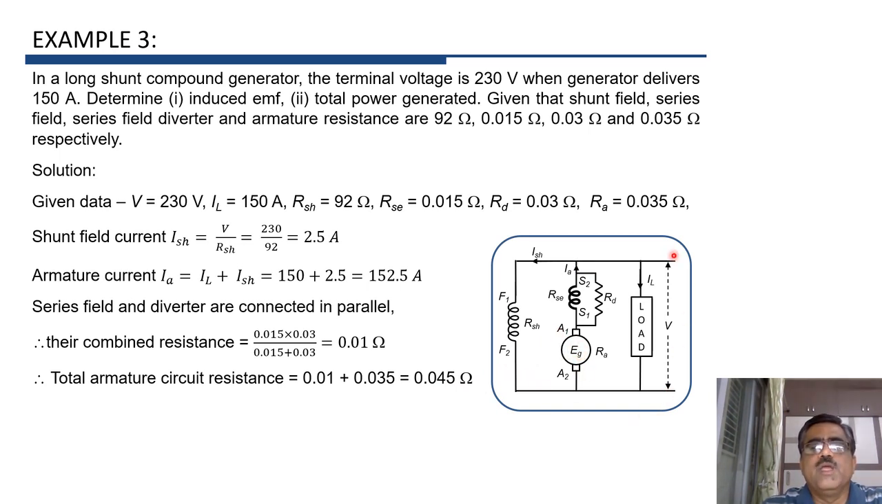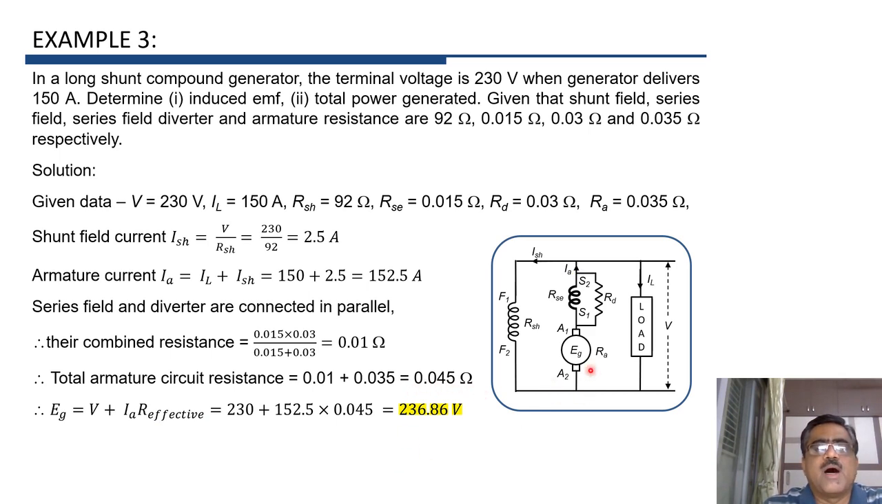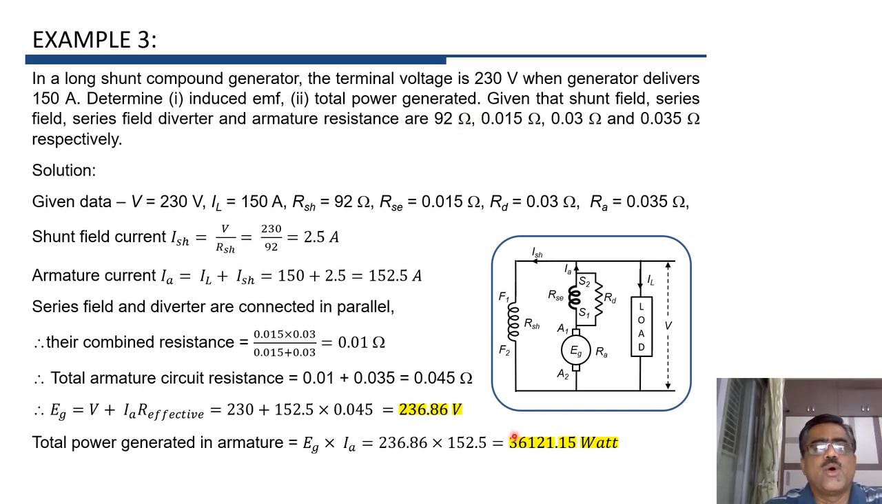Now we can calculate the induced EMF Eg. So Eg is equal to V plus Ia into the total resistance of armature path, and therefore Eg is equal to V plus Ia into effective resistance of armature circuit. So it is calculated as 0.045, and current through this path is the armature current, which is 152.5, and therefore Eg is equal to 236.86 volt. So EMF generated is 236.86 volt. Now the total power developed is equal to Eg into Ia. So total power generated in armature is Eg into Ia, which is equal to 36121.15 watt.